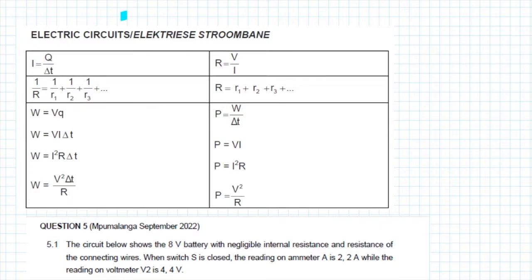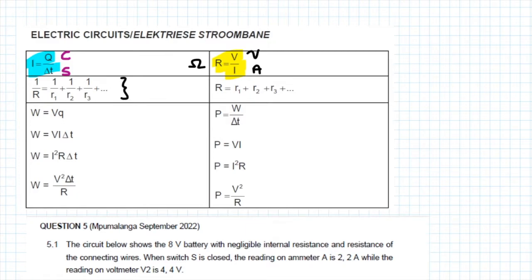Firstly, we have a formula that we can use to calculate current. Remember that current is measured in amperes and it is the rate of flow of charge, where charge is measured in coulomb and time is measured in seconds. We can calculate resistance by making use of Ohm's law. Resistance is measured in ohms. Voltage or potential difference is measured in volts, and as mentioned, current is measured in amperes.